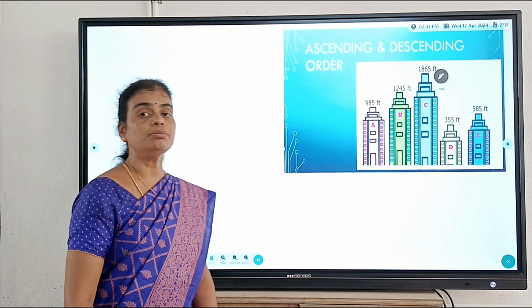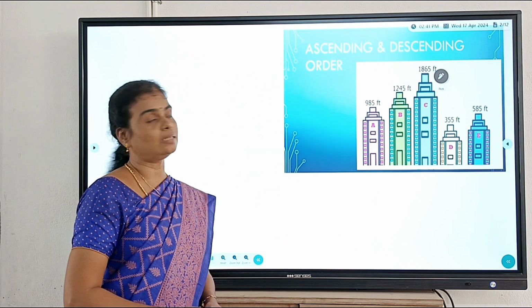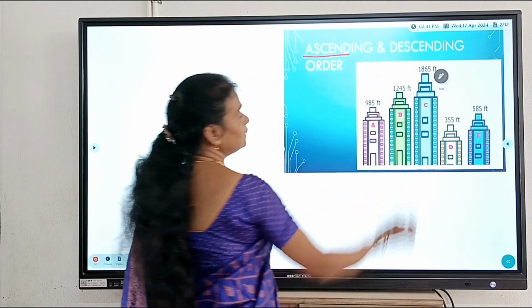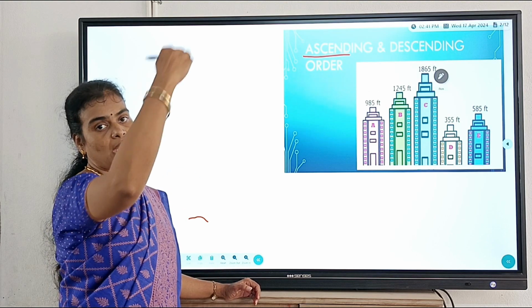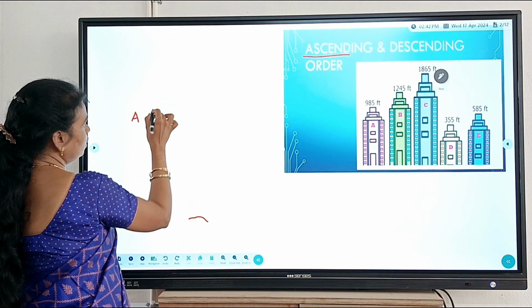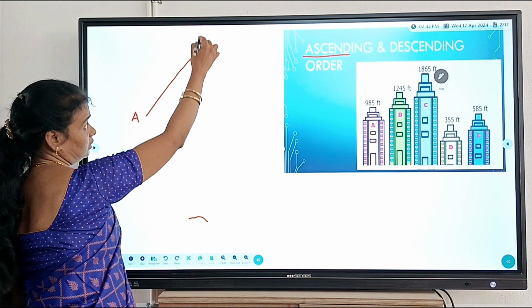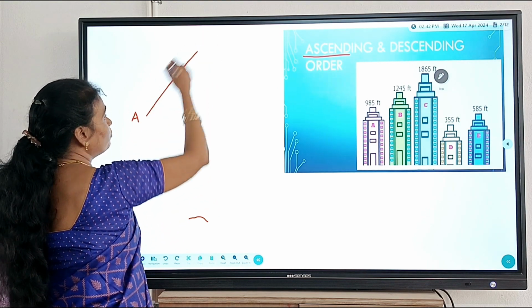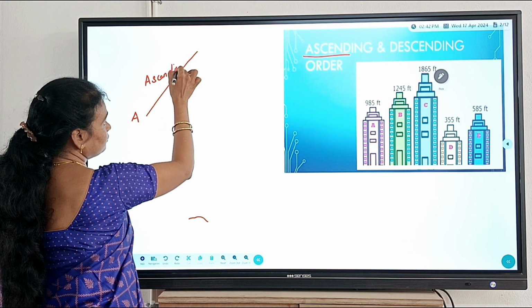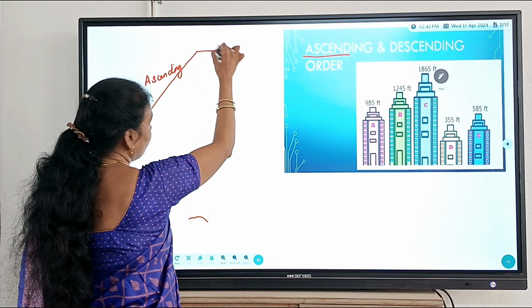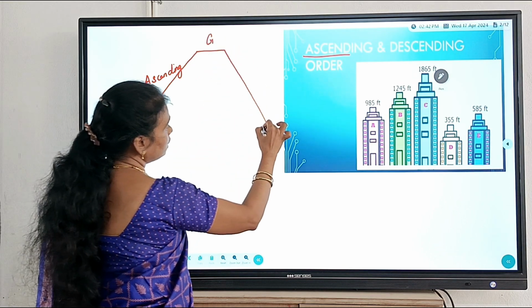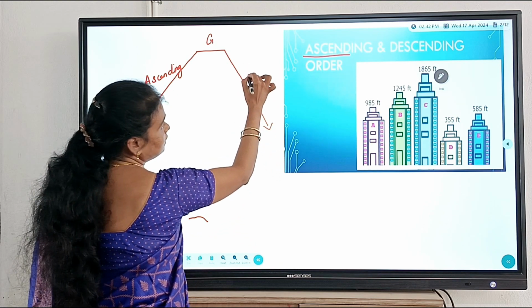And the next concept that we are going to learn in this exercise is about ascending and descending order. What do you mean by ascend? Ascend is going from the bottom to the highest position. So if a boy is standing down here and wants to go to the second floor or third floor, he has to go up. This is called ascending. And suppose a girl is standing here and has to come down the steps, this is descending.